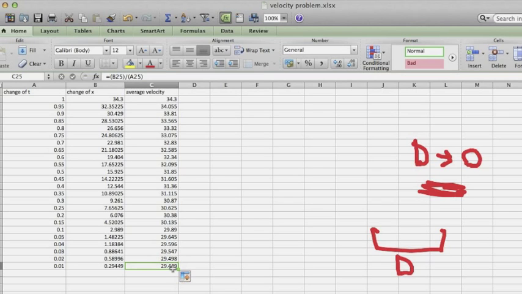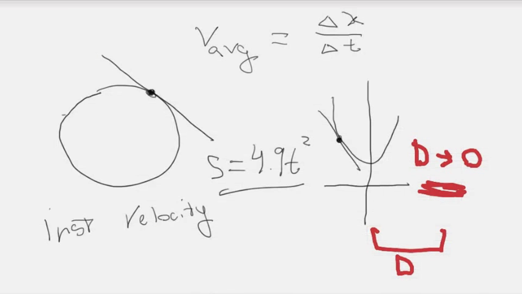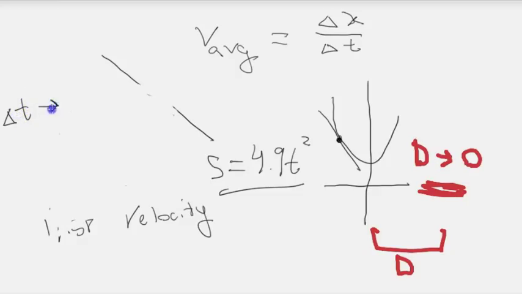As the change of t, let me go back over to my sketchbook here. I'm going to erase all this. So as our change of t gets smaller, we seem to get some sort of instantaneous velocity. So as change of t, this might look familiar, approaches 0, our instantaneous velocity starts to appear.